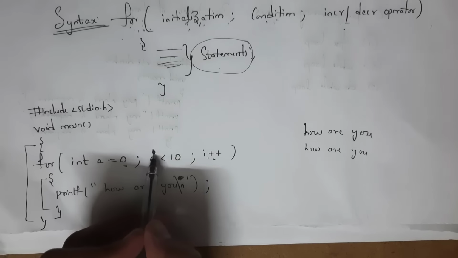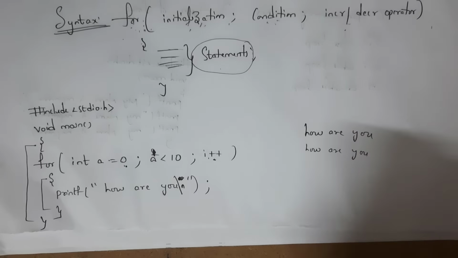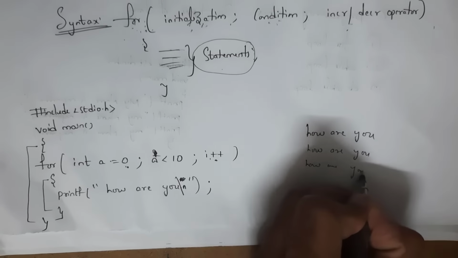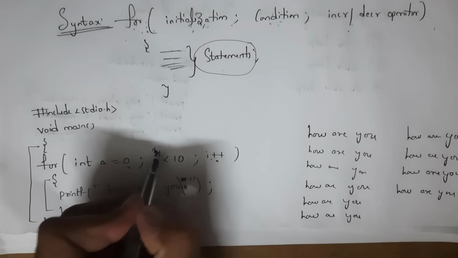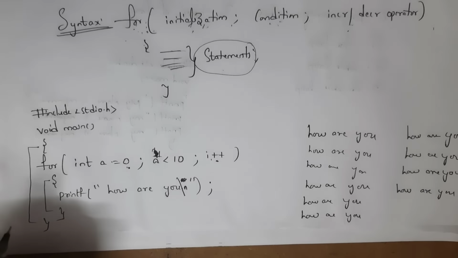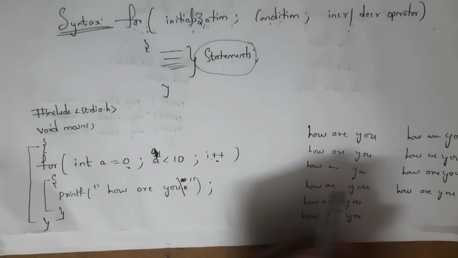Again it will increment the value of 1. After incrementing value 1, I will get 2. 2 is less than 10. Condition is satisfied. So again I will get output how are you. After that 3. 3 is less than 10. Condition is satisfied. 4 is less than 10. Condition is satisfied. I will get how are you. 5, 6, 7, 8, 9. From 0 to 9. 9 is less than 10. So again I will get output how are you.